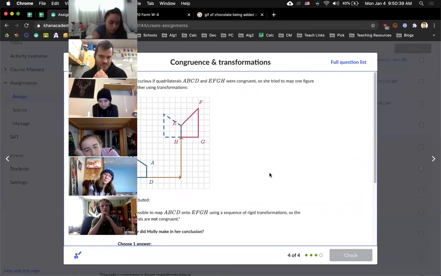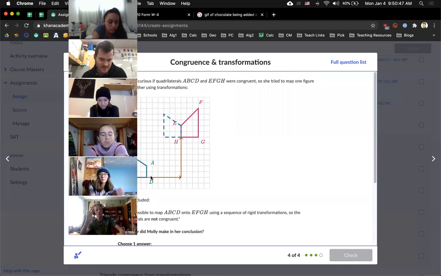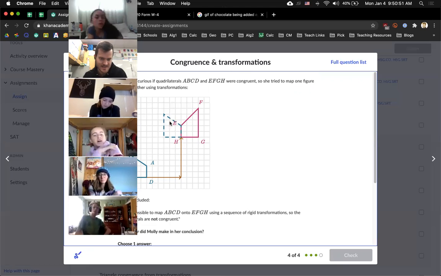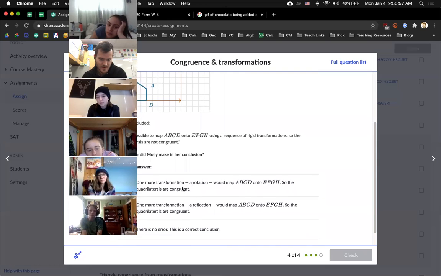Okay, so we're talking about Molly. She's trying to map quadrilaterals A, B, C, D, and E, F, G, H. What did she do? She looked like she did a translation and then a reflection. She reflected this dashed line onto the solid line. What error did she make? Okay, so there is an error in this one.